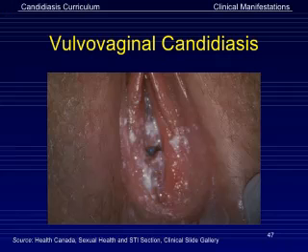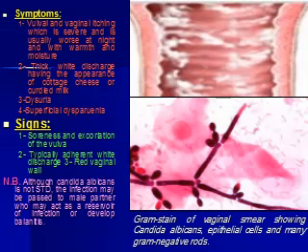This slide shows a case of vulvovaginal candidiasis. The clinical picture of vaginal candidiasis includes intense vulval and vaginal itching, thick white discharge, dysuria, superficial dyspareunia, soreness and excoriation of the vulva, typically adherent white discharge, and red vaginal wall.